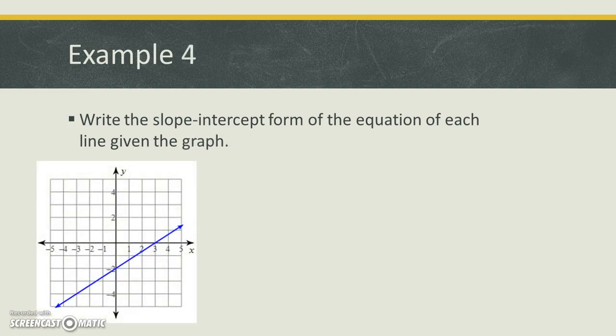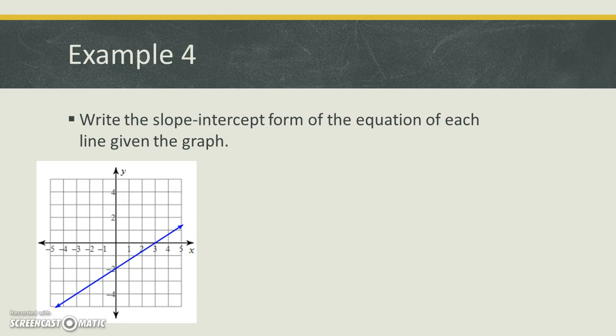Okay, example 4 here tells us to write slope-intercept form of the equation of the graph. First thing we need to identify is what is the y-intercept? Where does it cross the y-axis? And if we look at the y-axis, it crosses at -2. So our b is -2.